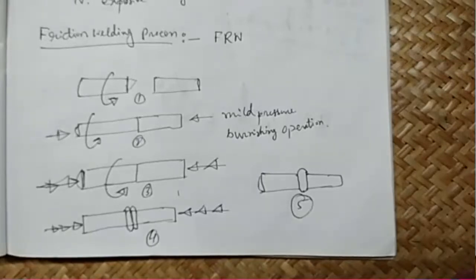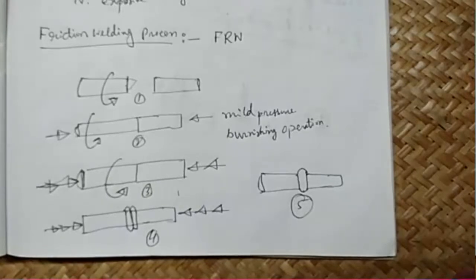A forged structure is formed in the joint. If desired, the flash can be removed by subsequent machining or grinding. Friction welding has been used to join steel bars up to 100 mm in diameter and tubes with outer diameter up to 100 mm. Okay, so 100 mm diameter can be joined.